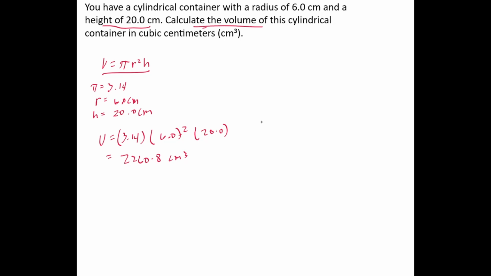All right, so next, problem number 4. You have a rectangular box with the following dimensions. Length is 12 cm, width is 8 cm, and height is 20 cm. Calculate the volume of this rectangular box in cubic centimeters. So the volume of the rectangular box can be computed using this formula: length times width times height. So we just multiply all of these, the 12, 8, and this 20.